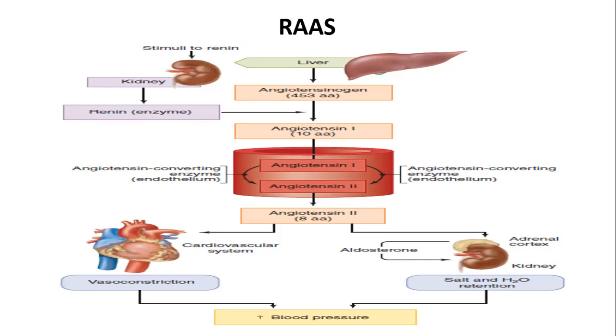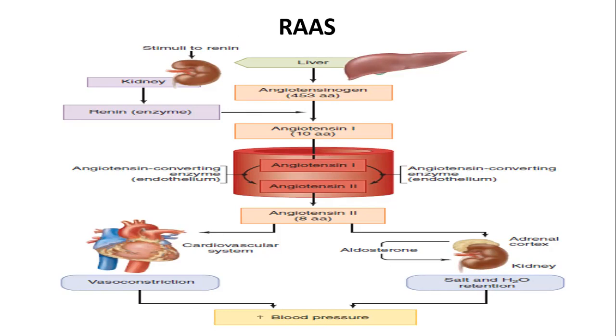the RAAS system. Now, when you look at this, RAAS, the stimuli. Here there's a liver. We have to start from here, inside the kidneys. Remember we talked about the juxtaglomerular apparatus, right?